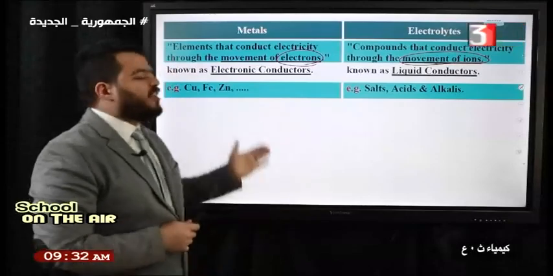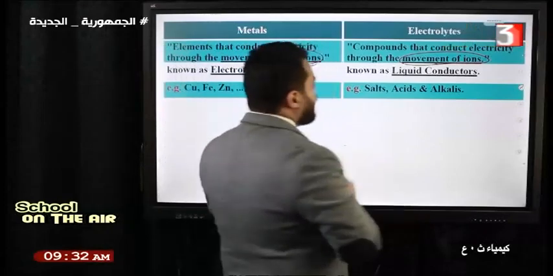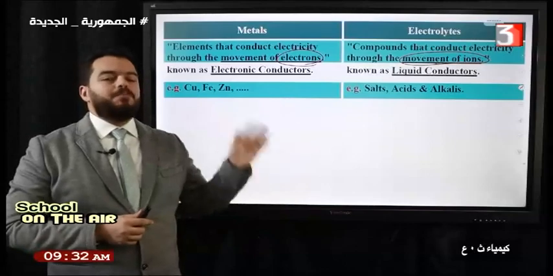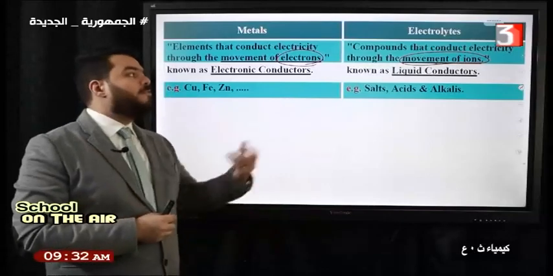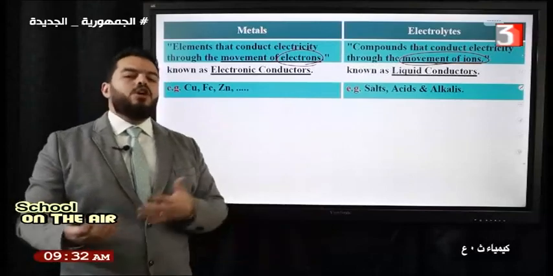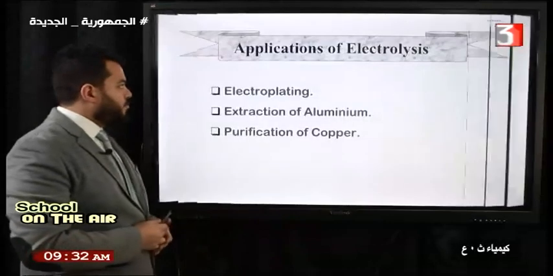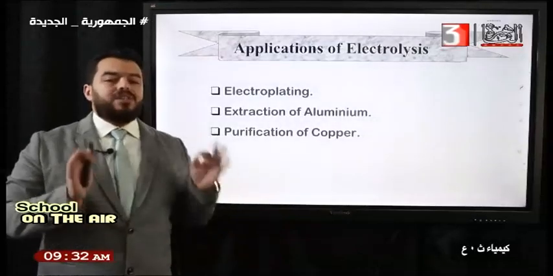So you can call the electrodes electronic conductors, and you can call the electrolyte a liquid conductor. As we have said before, the liquid conductor must contain liquid, as molten or as solution, to help the positive and negative ions transfer from one to another. Okay. What are the applications of electrolysis or the electrolytic cell?